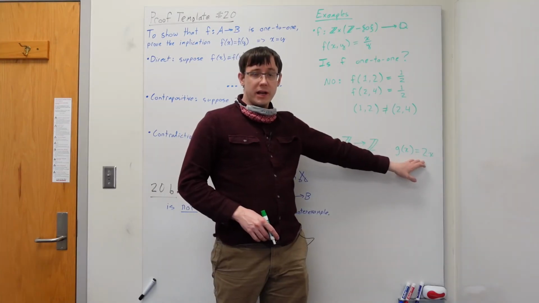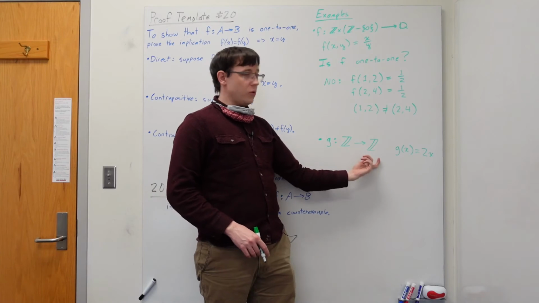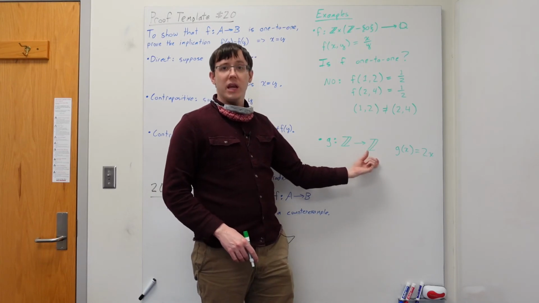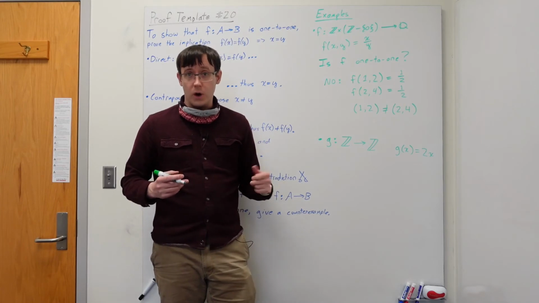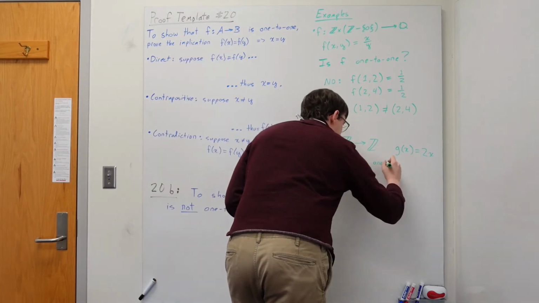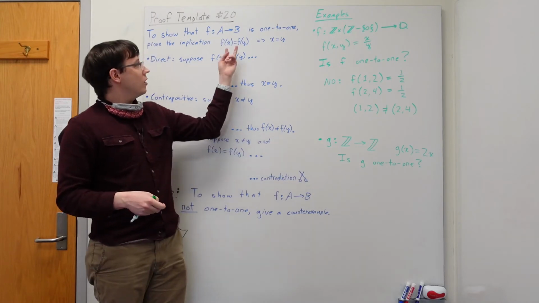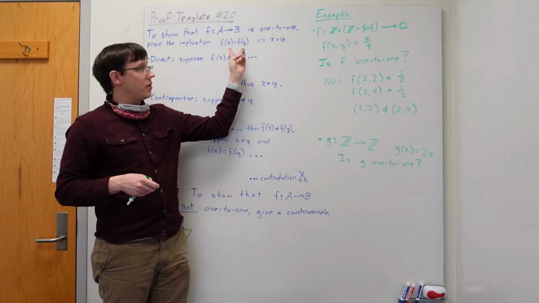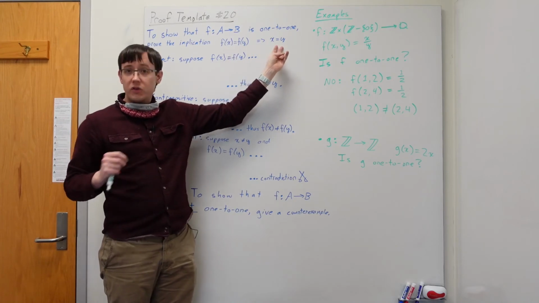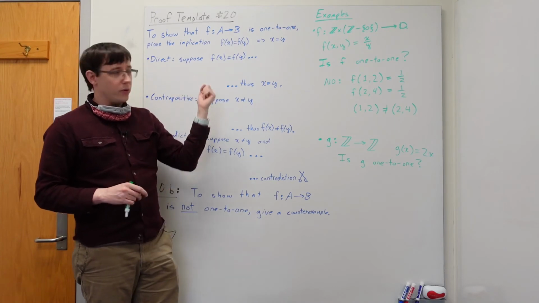Here we've defined a function whose input set is the integers and whose output set is also the integers. And we again want to know whether our function is one-to-one. To show that the function is one-to-one, we would need to show that whenever we have two outputs of the function that are the same, the inputs must have been the same. So we can do this with a direct proof.